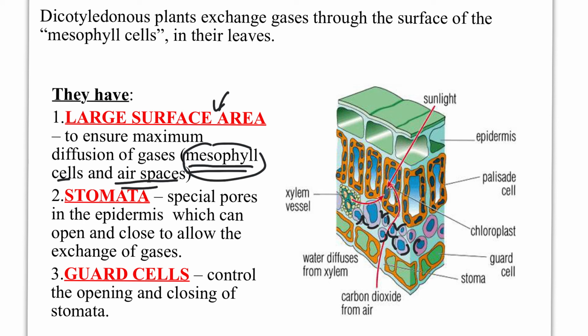And they have these stomata, so they can change the number of stomata. We would expect plants that do a larger amount of gas exchange to have more stomata. These are pores on the underside of the leaf, on the lower epidermis, which can open and close to allow the exchange of gases. And then you've got guard cells, and we know that guard cells control the opening and the closing of stomata, and they do that by gaining or losing water.